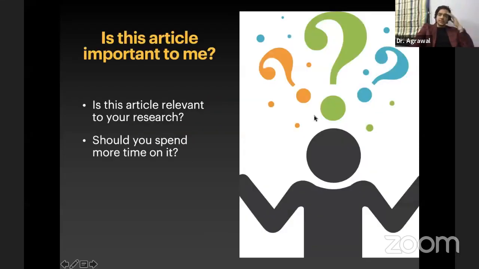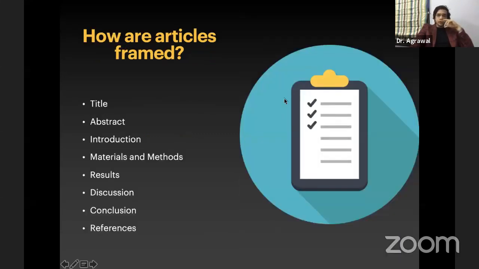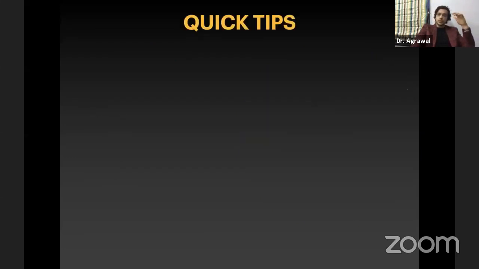So first, the questions that you're asking are: is this article important to me? Is this relevant in my research? And should I spend more time on it? These are the basic questions that you want answered. Again, we spoke in depth about how you write an article, and that's exactly how articles are framed: title, abstract, intro, material, results, discussion, conclusion, references, right?